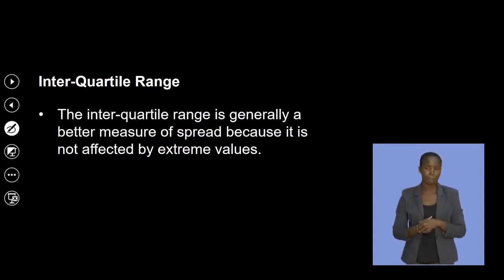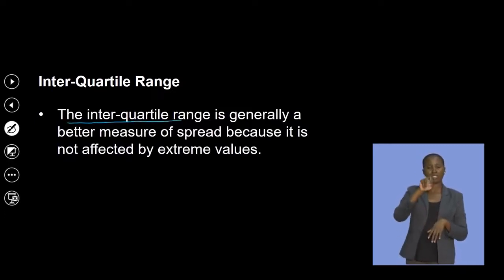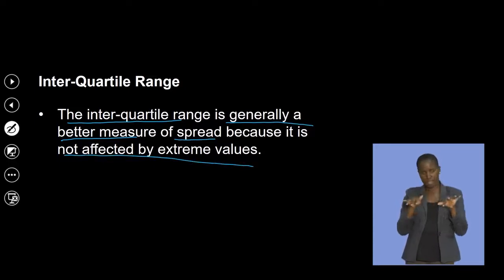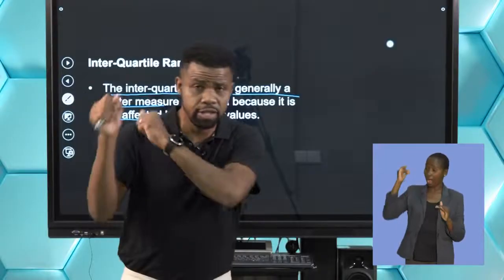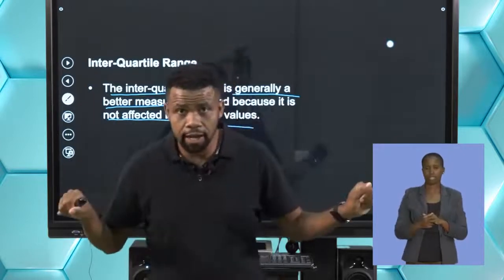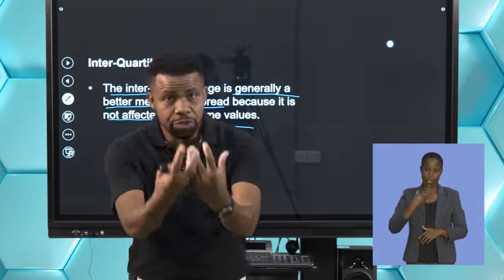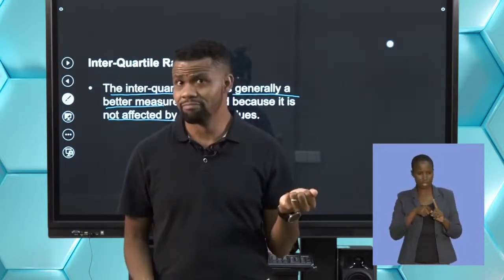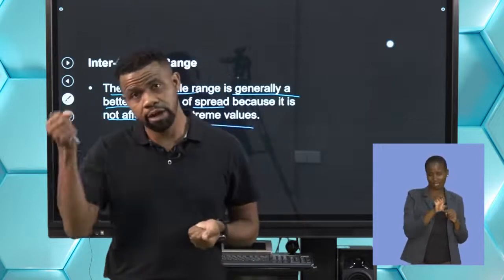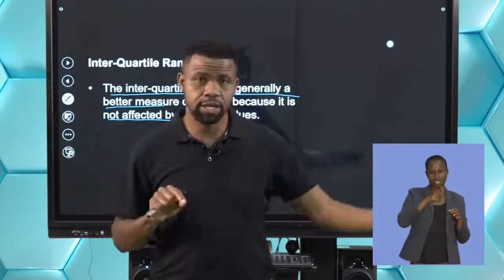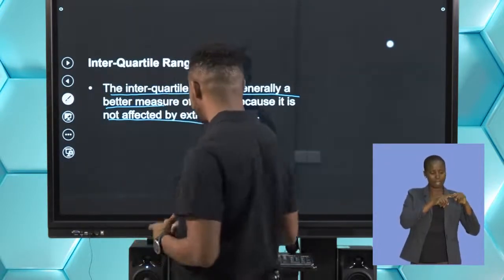The interquartile range is generally a better measure of spread because it is not affected by the extreme values. It is not affected by the high and the low numbers. If somebody argues using range, I don't think it's reliable. I'd rather go with the interquartile range, because it is not affected by the highs and lows in making arguments or conclusions. Okay.